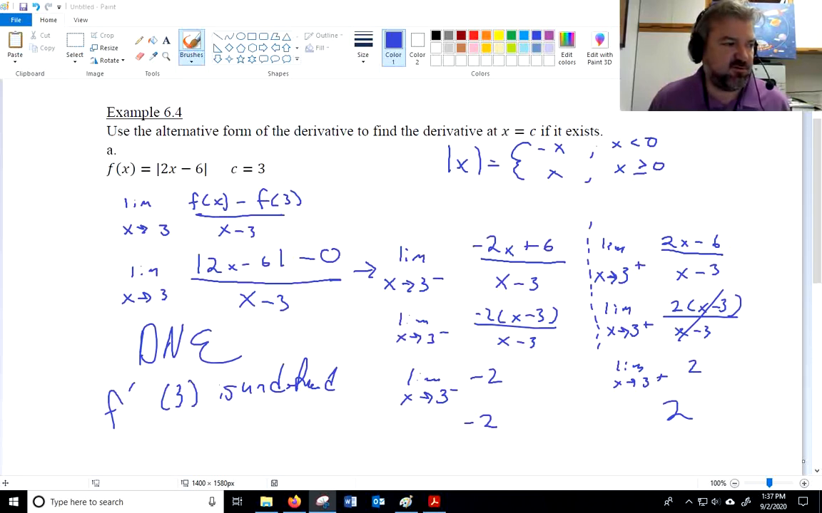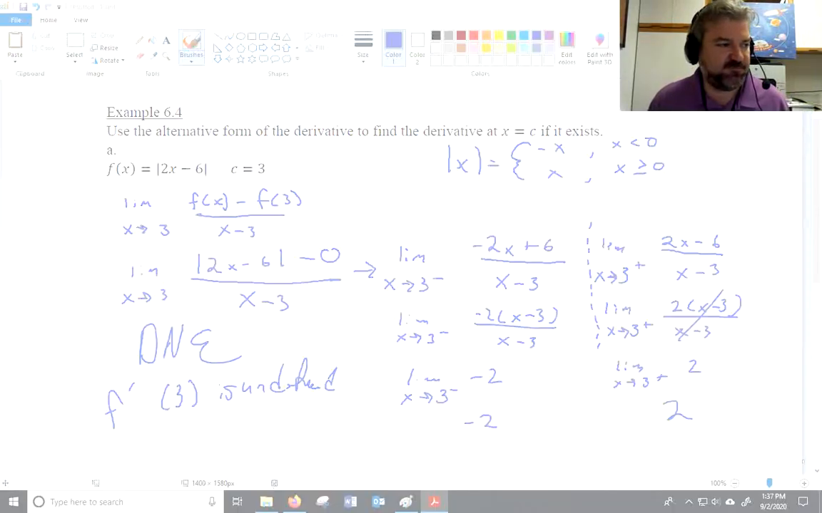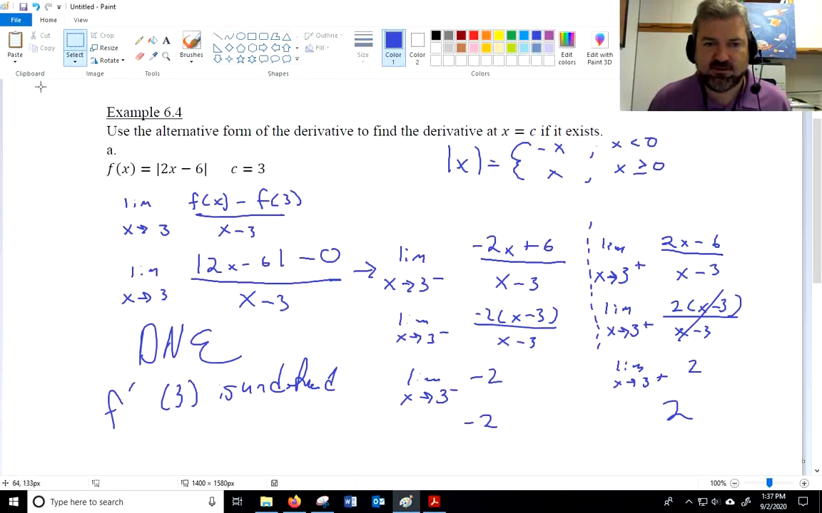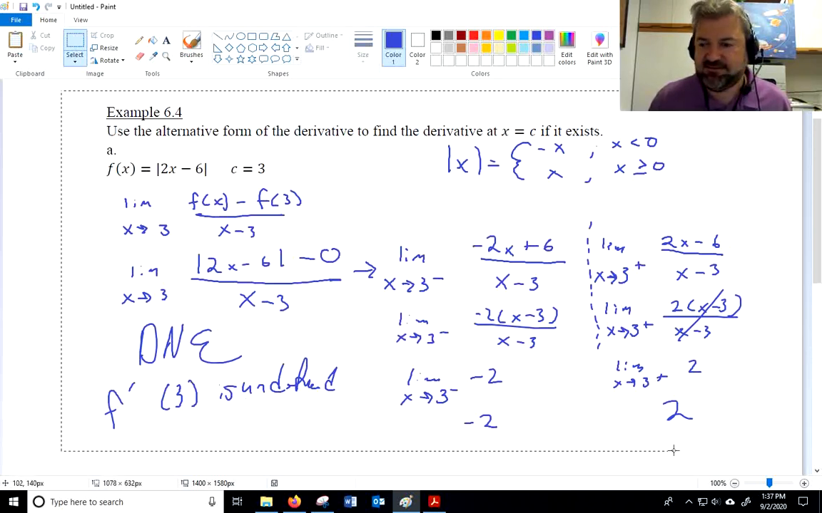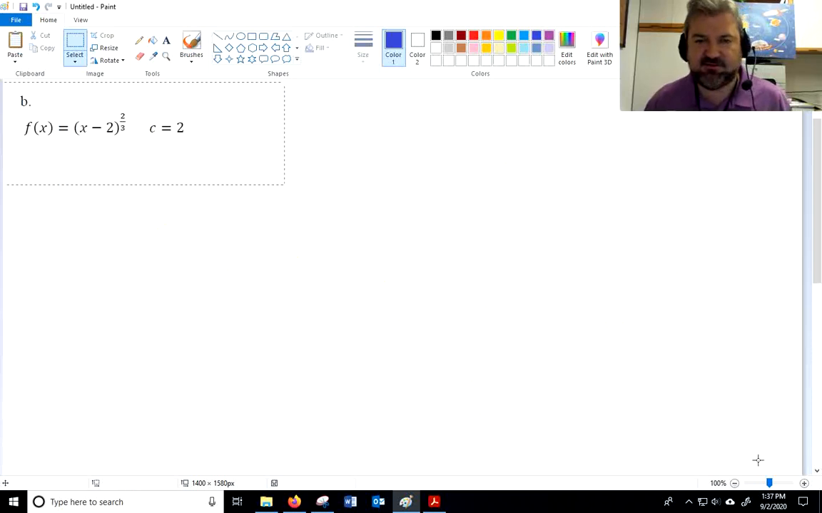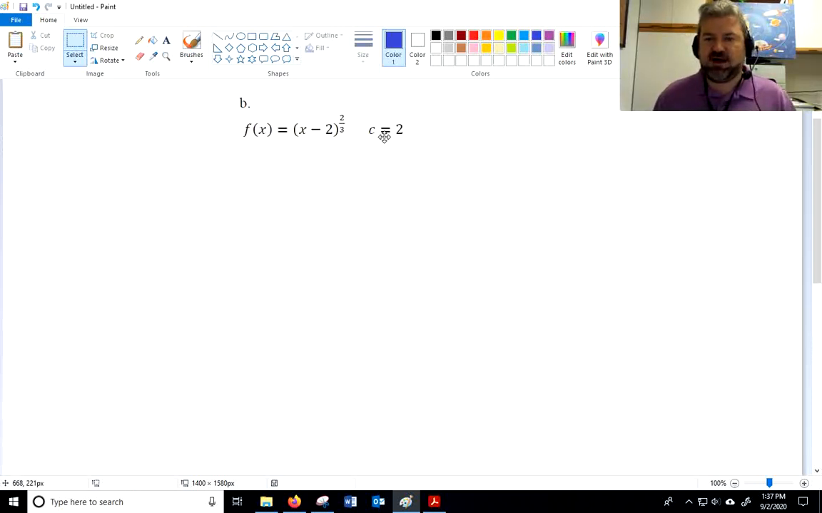All right, let's go on to another example. And we shouldn't be surprised that it wasn't differentiable. We know that shape there's going to be a V. That V shape is not differentiable there. Okay, we got f of x equals x minus 2 to the 2/3. Let's do it.